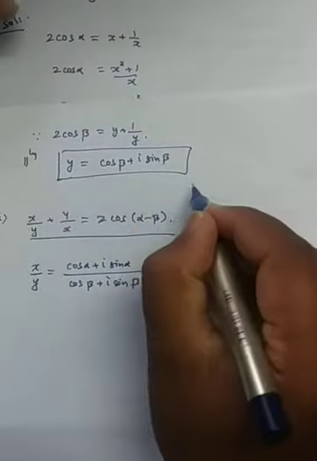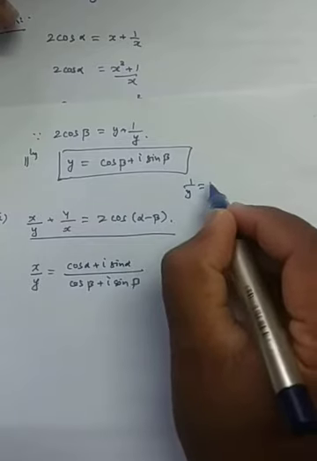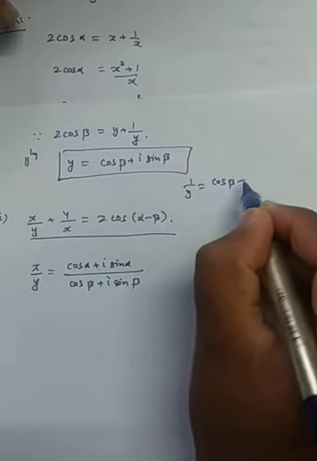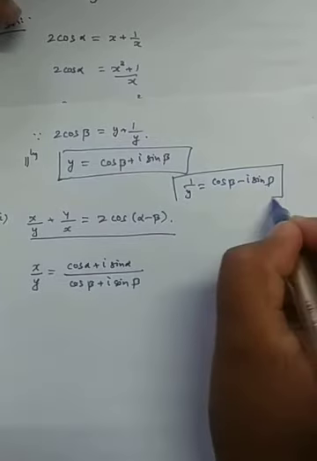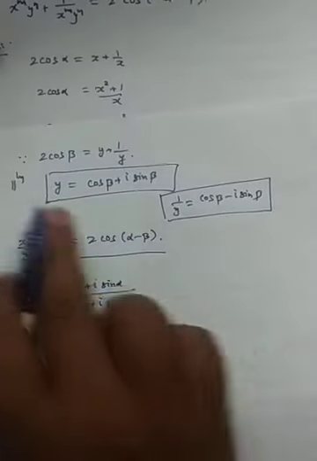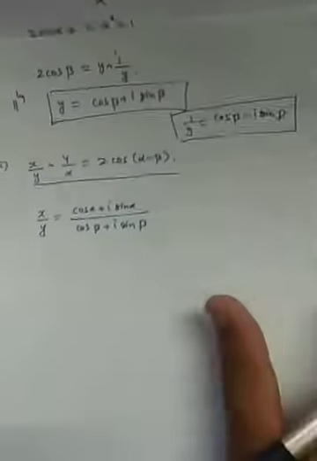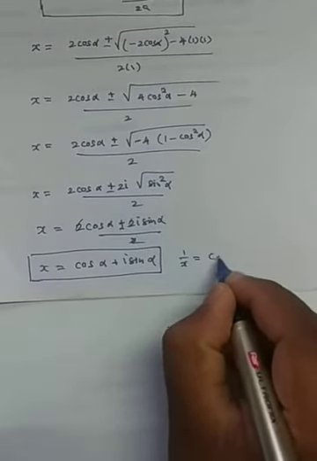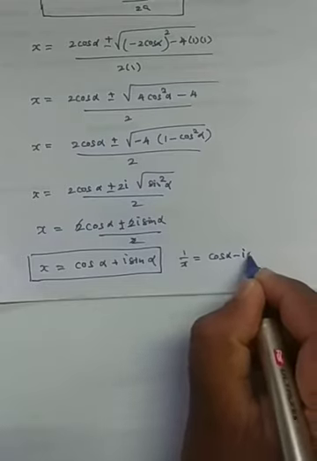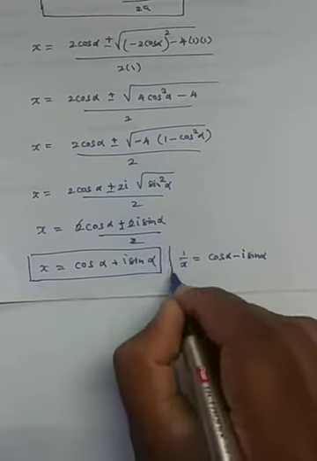What will be the value of 1 by y here? Cos beta minus i sin beta. We can write it as 1 by y. Correct? Similarly, 1 by x: what will come? Cos alpha minus i sin alpha. So in place of these two values you take them, then it will be easy.